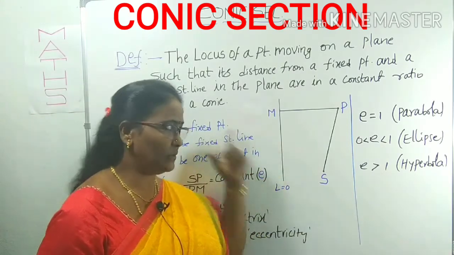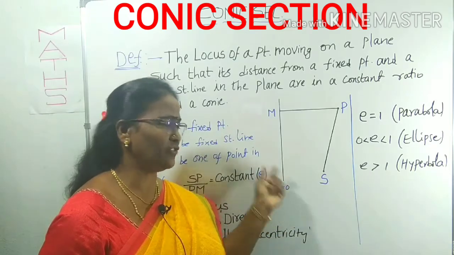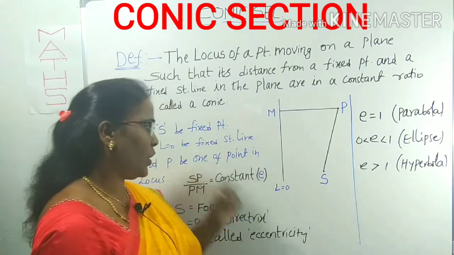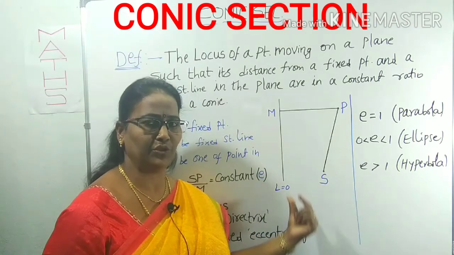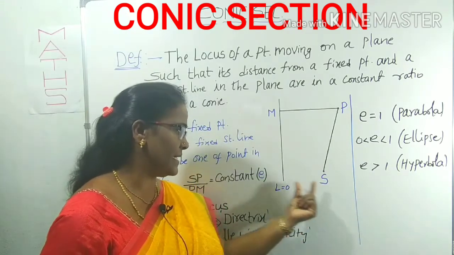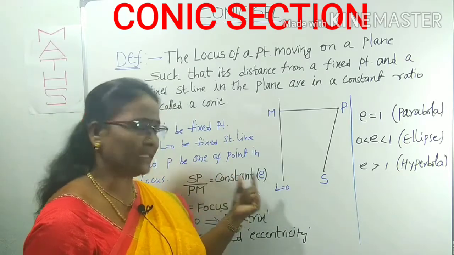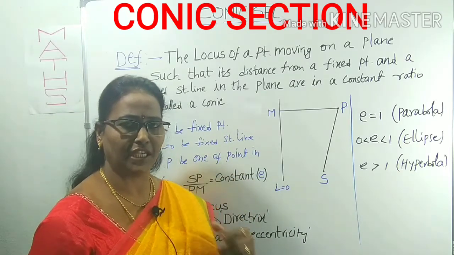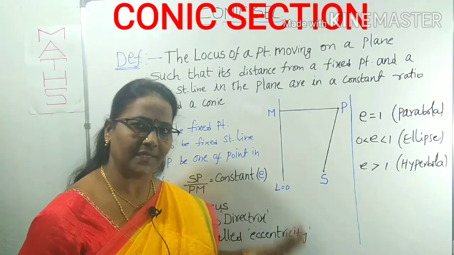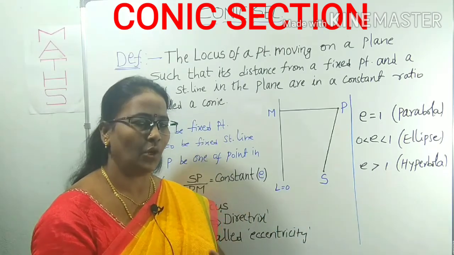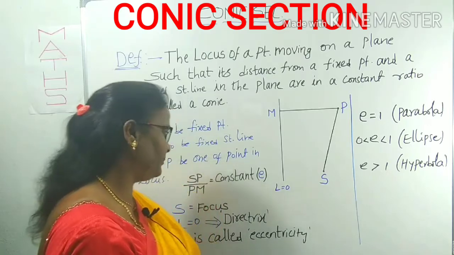About the definition, I have drawn the figure. I have given the names also, and I have indicated the symbols. Now we'll give the names for these S, L and E. If you know the conic section, we can follow the parts of the conic section easily. What are those? We'll discuss them one by one.